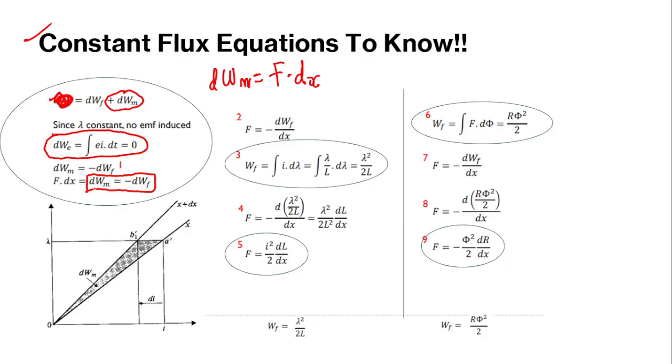What I'm saying is all the mechanical work is basically the energy stored in the field. All this is proofs. This first one here is an important one. If you make F the subject of the formula from here, you end up with this. And here's where you plug in the different equations for dWf. The first equation for Wf is this one: lambda squared on 2L. The other one is L phi squared on 2.